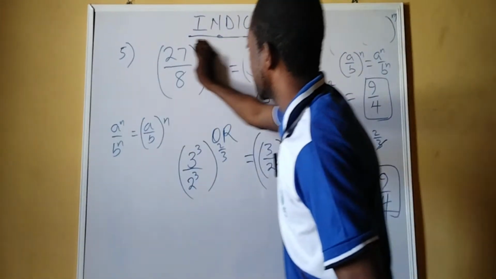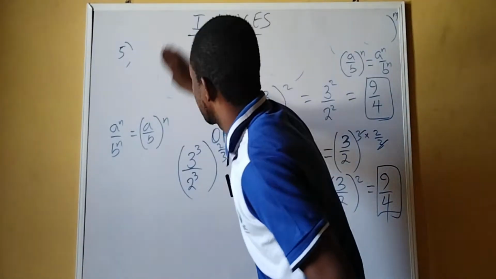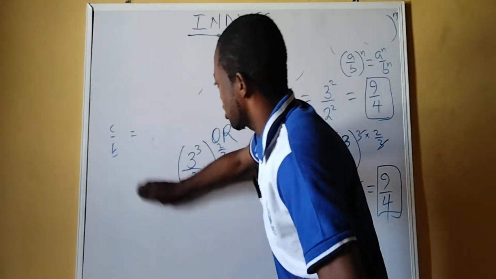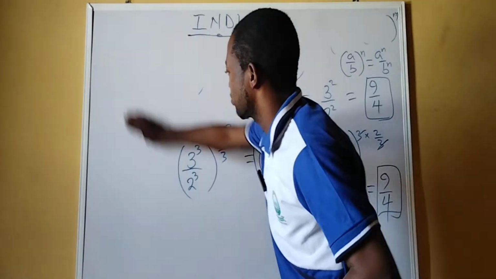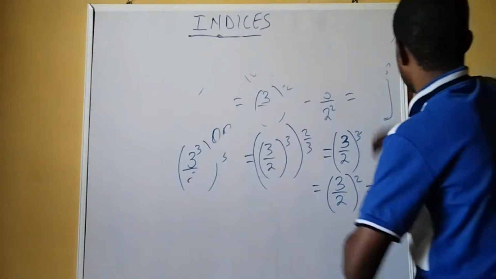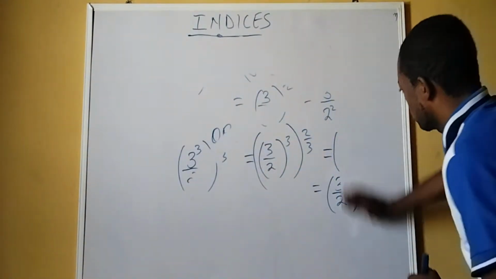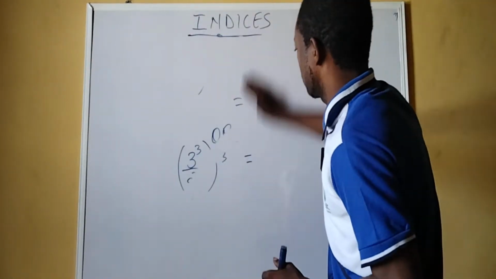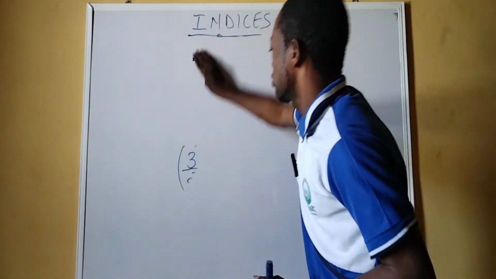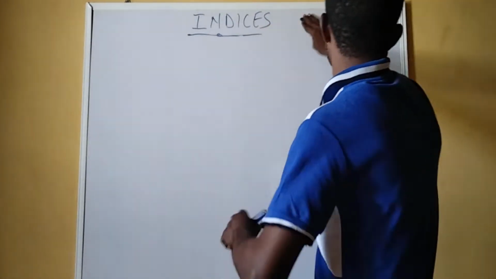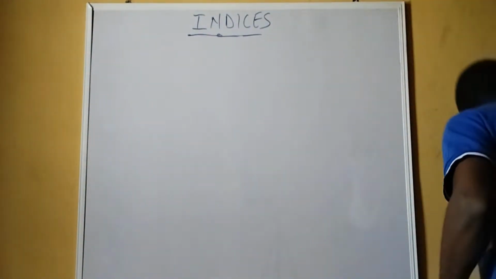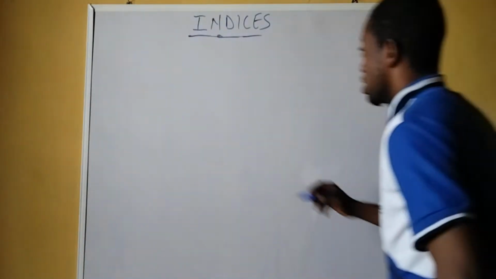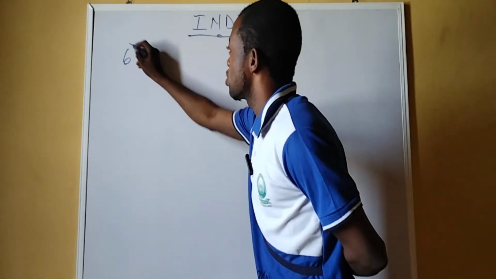We are in number 5, and I want to look at 10. So let's look at number 6 now. Let's look at number 6. And this is a simple equation as well on indices.